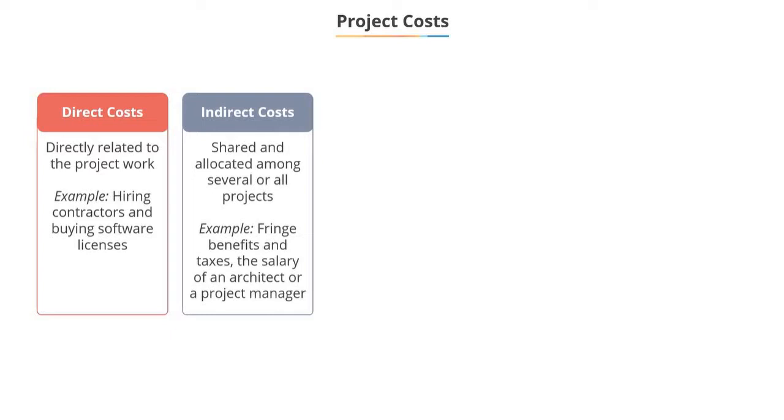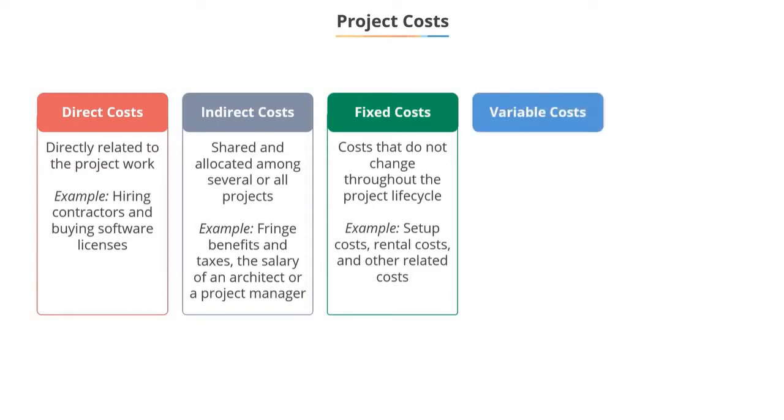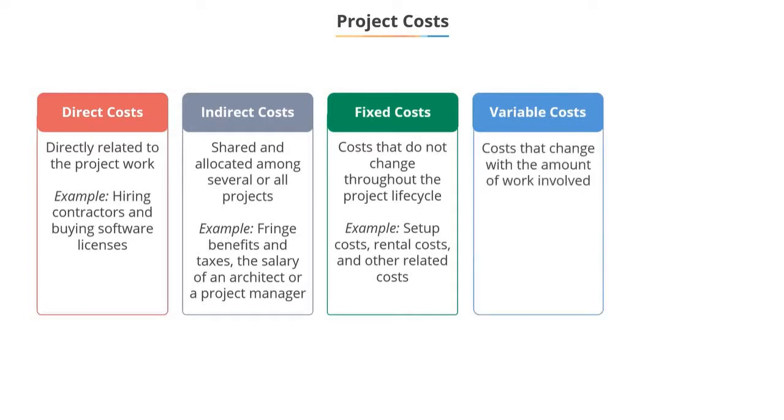Another example of indirect costs can be the salary of an architect or a project manager who takes care of multiple projects. Thirdly, we have the fixed costs. Fixed costs are costs that do not change throughout the project lifecycle. Examples of fixed costs include setup costs, rental costs, and other related costs. Next are variable costs. Variable costs change with the amount of work involved in a project. Examples are hourly labor, the cost of material, the cost of supply, fuel for bulldozers, etc.